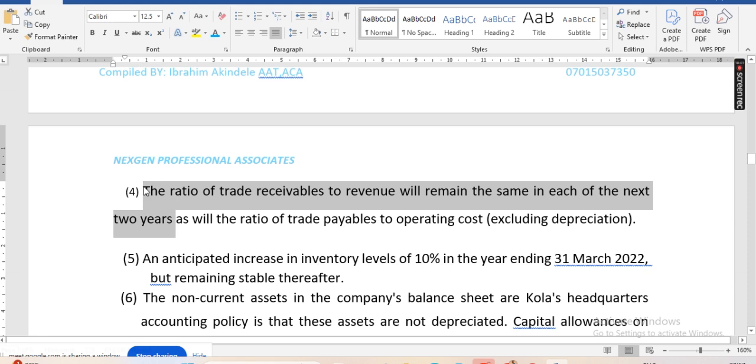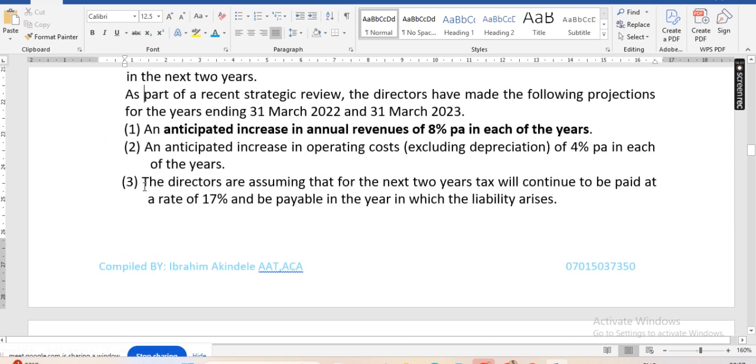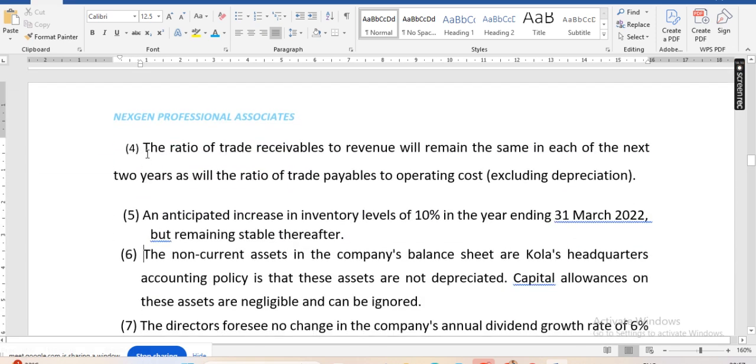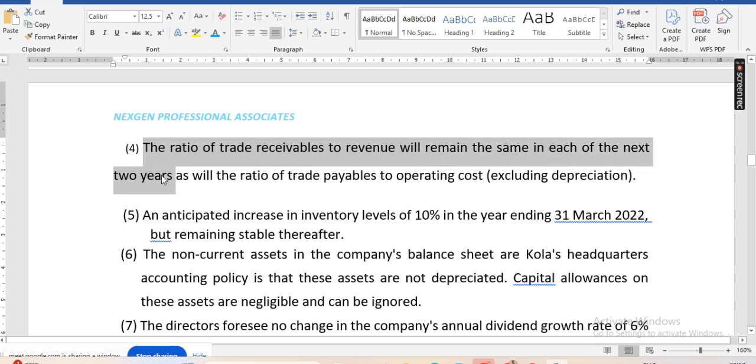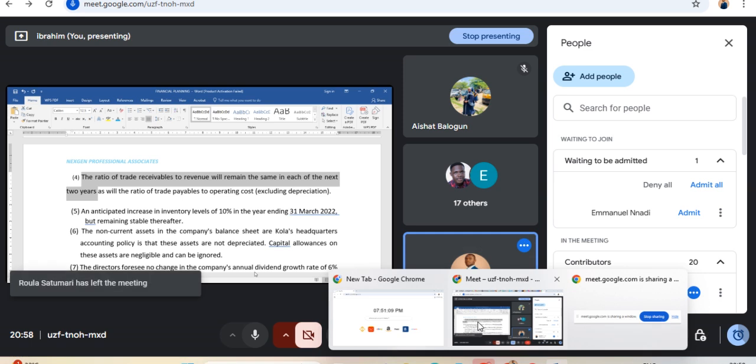So, what is the ratio of the revenue? Now, they said the revenue should increase by how many percent? 8%. So, what it means is that your receivable will also increase by how many percent? By 8%. That is what it means. The ratio of trade receivable to revenue will remain the same in each of the next 2 years. Class, it means that the ratio you use for your revenue will still be the same ratio you will use for your trade receivable, which means that your trade receivable will increase by how many percent?